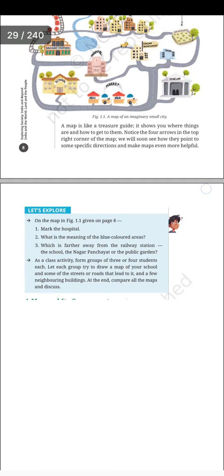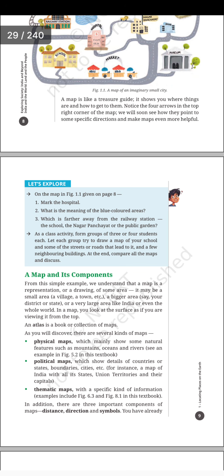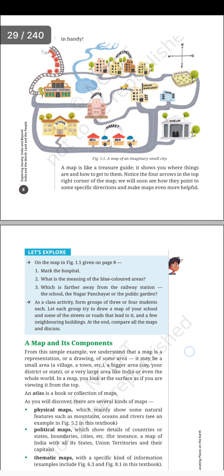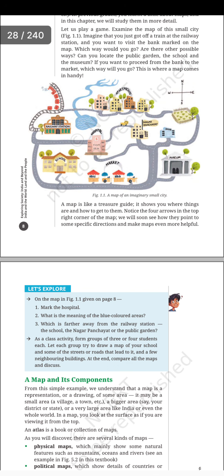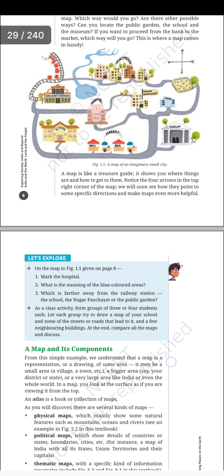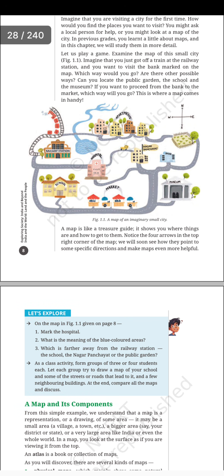On the map in figure 1.1 given on page 8, mark the hospital. That hospital is near the school and market. What is the meaning of the blue colored areas? Rivers, lakes, it could be that also. Which is further away from the railway station: the school, the Nagar Panchayat, or the public garden? Apartments or railway station. That's the answer.